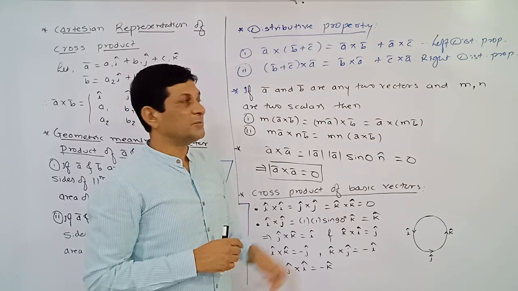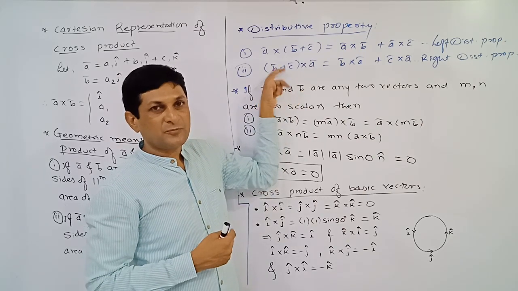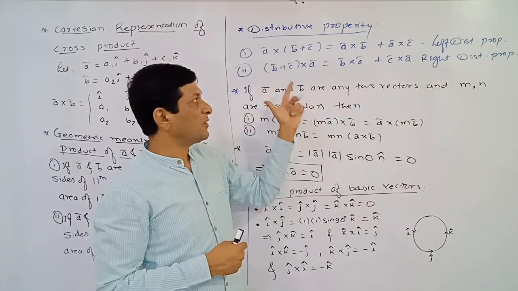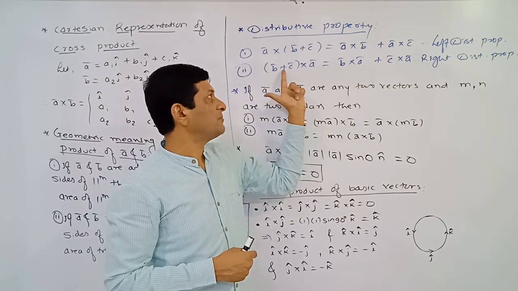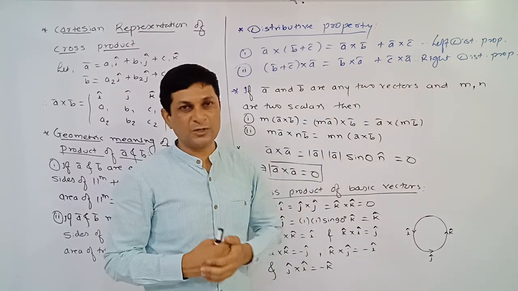In the same way, if we are taking the product of a bar with the two terms in this bracket from the right hand side, at that time it is called the right distributive property. So what we will get here: b bar cross a bar will be the first term, plus, keep it as it is, then the second term will be c bar cross a bar according to the distributive property.